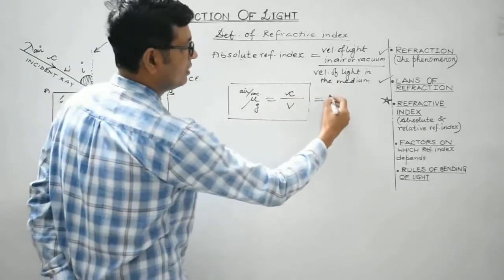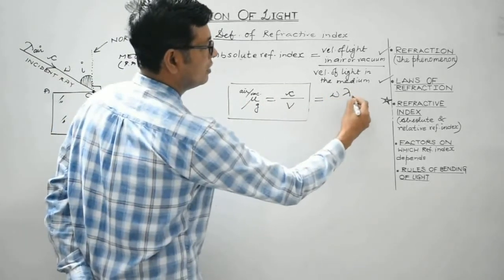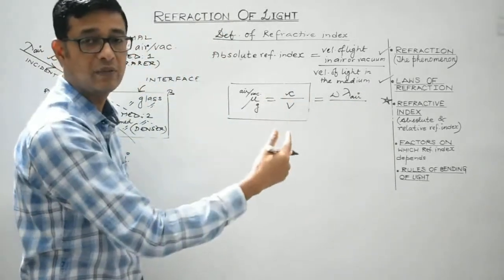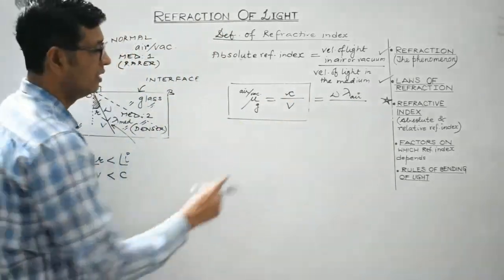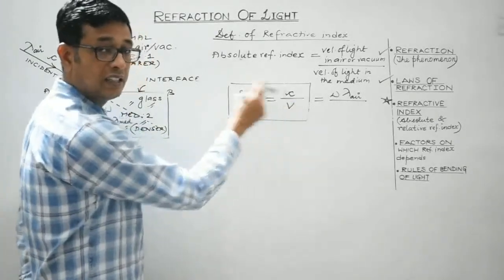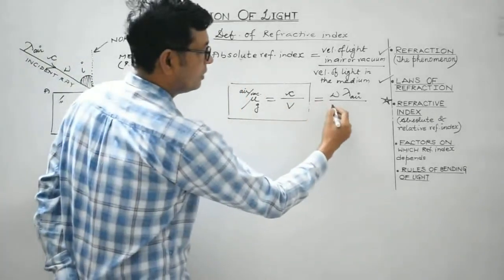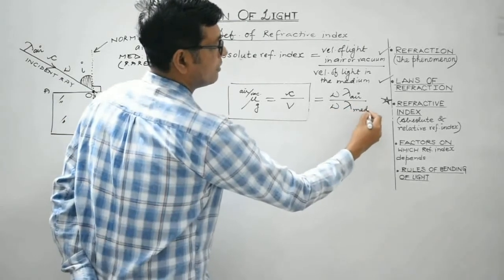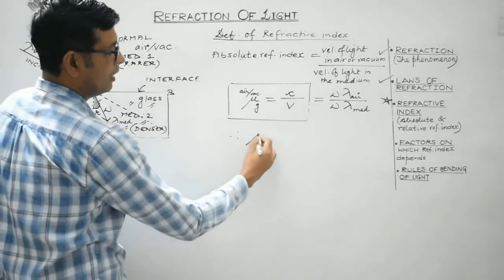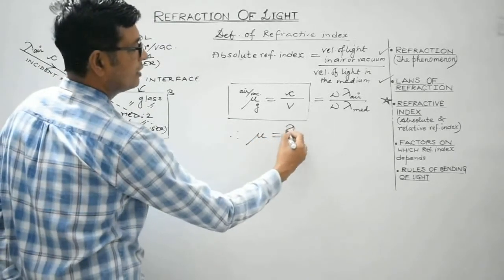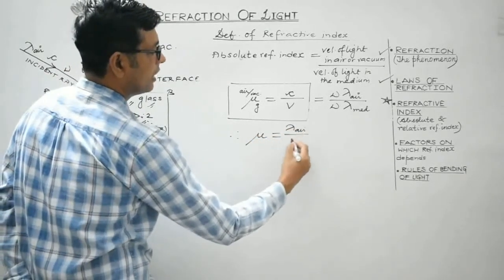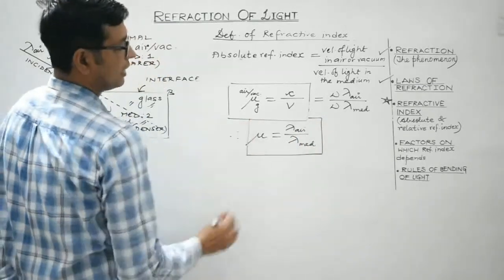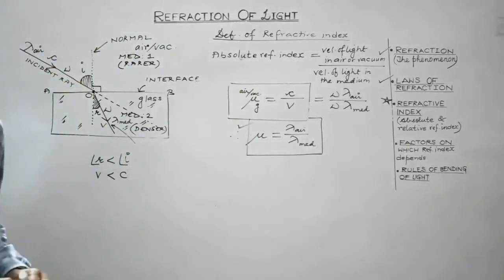Now C is nu into lambda air or vacuum. This is the formula. Velocity is the frequency of the light multiplied by the wavelength of the light. This is again the velocity of the light in that particular medium. So in the medium the frequency will remain the same, but the wavelength will get changed, lambda medium. Therefore absolute refractive index may also be defined as lambda air divided by lambda medium. So in terms of wavelength, refractive index may also be defined in this particular manner.